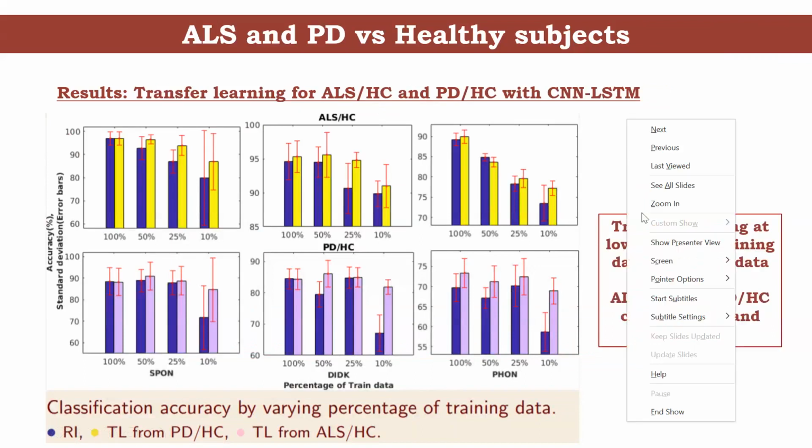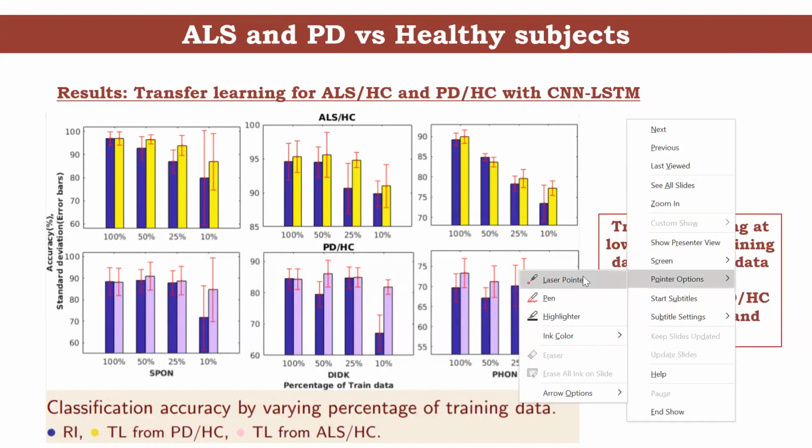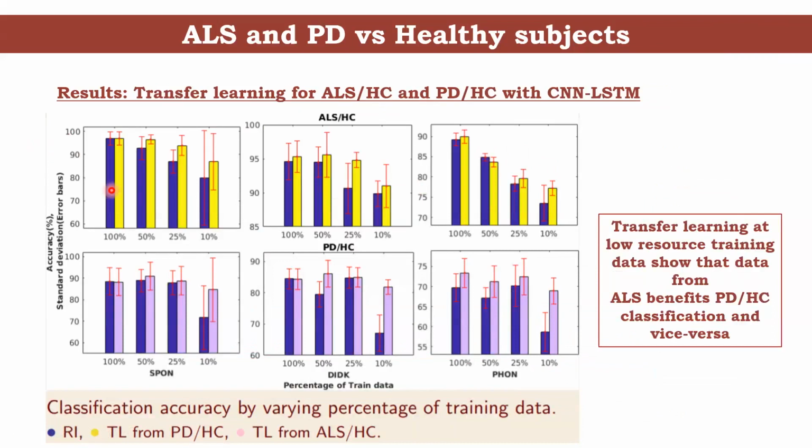One second, let me change my pointer. That may be easier for you to see. Yeah. So look at this. I'll just explain this. The top row is for the ALS versus healthy classification, and the bottom row for the PD versus healthy, the Parkinson's disease versus healthy classification. The columns are spontaneous, DIDK, and phonation task. Take any task, let's say the phonation task.